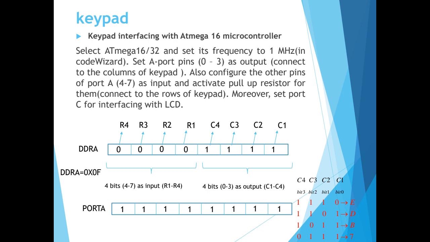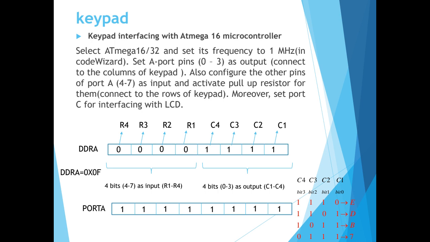Now suppose that we want to interface ATmega16 or 32 with a keypad. Which kind of keypad? We want to interface our microcontroller with a 4x4 keypad. At first, we want to use Code Wizard. After explaining the situation of the pins or ports, I will open CodeVision and we'll talk about it. However, I'm sure that you have sufficient information from the previous session about Code Wizard.